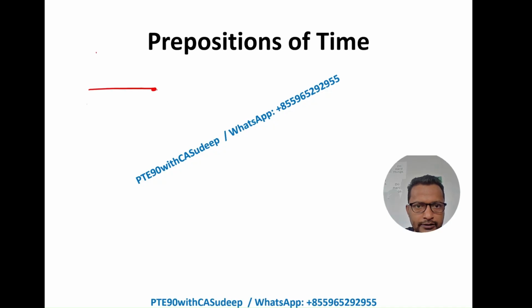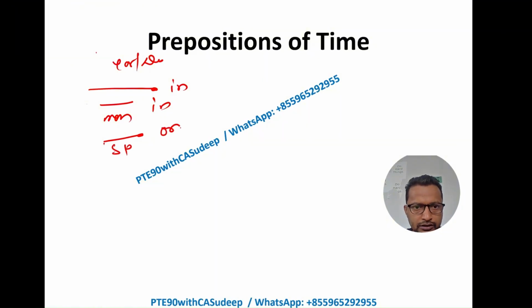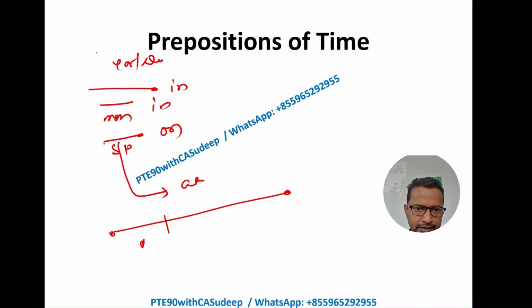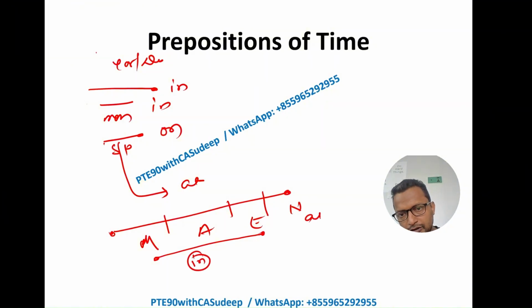long period: year, decade, long period, month, in. Day, short period, on. Particular point of the day, at. And then if you consider one day, within the day there will be morning, afternoon, evening, and then night. So morning, afternoon, or evening, in; night, at. So if you remember this, you will never make mistakes.